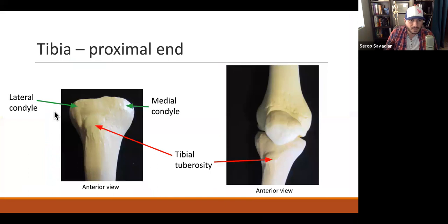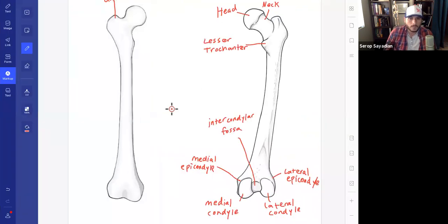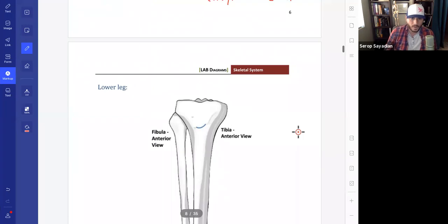So we have the medial and lateral condyles of the tibia, and then we're going to have this big bump in the front. Remember when we saw the patella attaching to the tibia with these ligaments? Those ligaments are attaching to the tibial tuberosity. So here's the medial condyle of the tibia, and then the lateral condyle of the tibia.